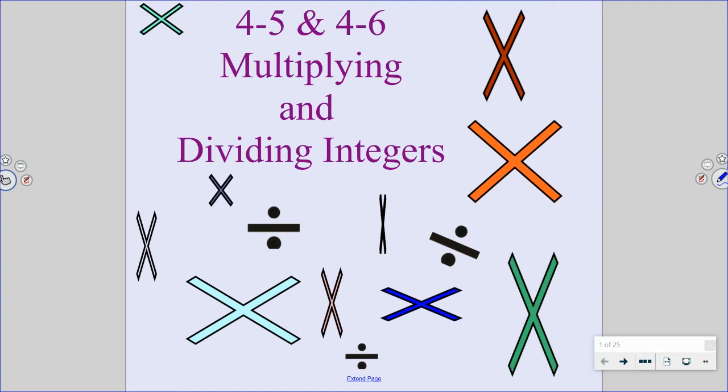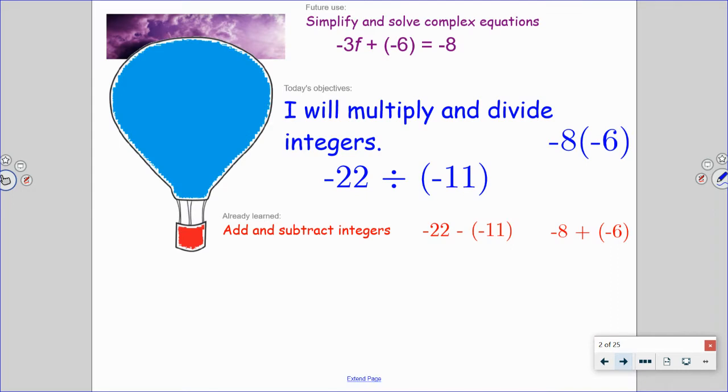In Chapter 4, Lesson 5 and Lesson 6, multiplying and dividing integers. Now we're going to focus on where we've been, adding and subtracting integers, and now we're going to head into multiplication, we're going to head into division, and of course we're going to need all of this to solve two-step and later on multi-step equations. So our objective for today, I will multiply and divide integers.